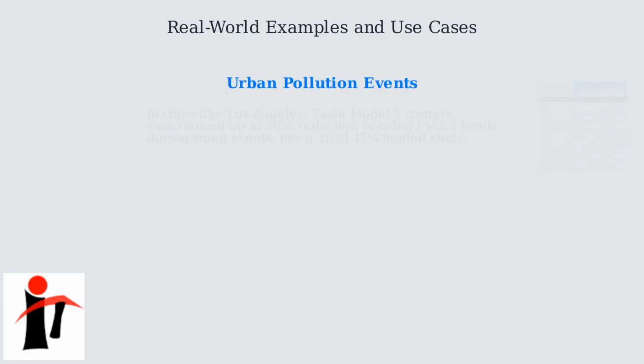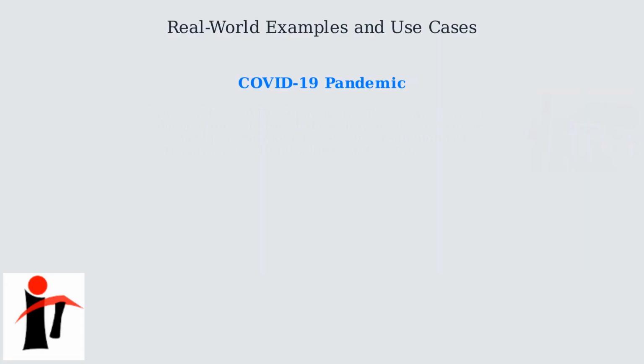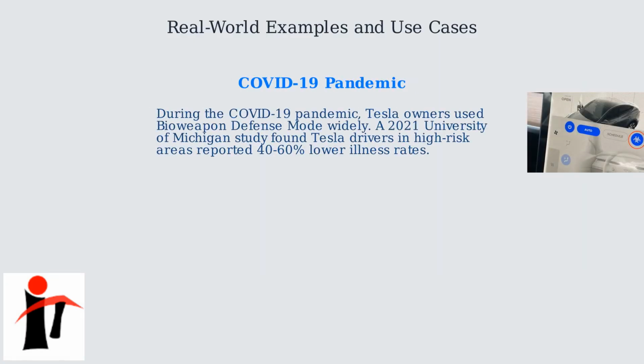In urban pollution events, such as in Los Angeles, Tesla Model Y owners saw up to a 50% reduction in cabin PM 2.5 levels during smog events, according to a 2024 EPA-funded study. Even during the COVID-19 pandemic, Tesla owners relied on Bioweapon Defense Mode. A 2021 University of Michigan case study indicated that Tesla drivers in high-risk areas like New York City experienced 40 to 60% lower reported illness rates compared to non-EV users.